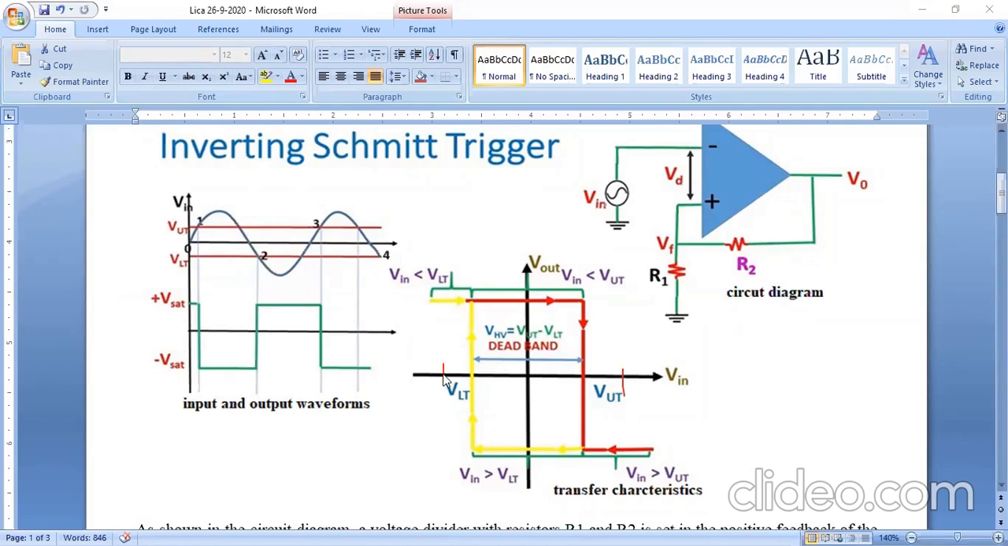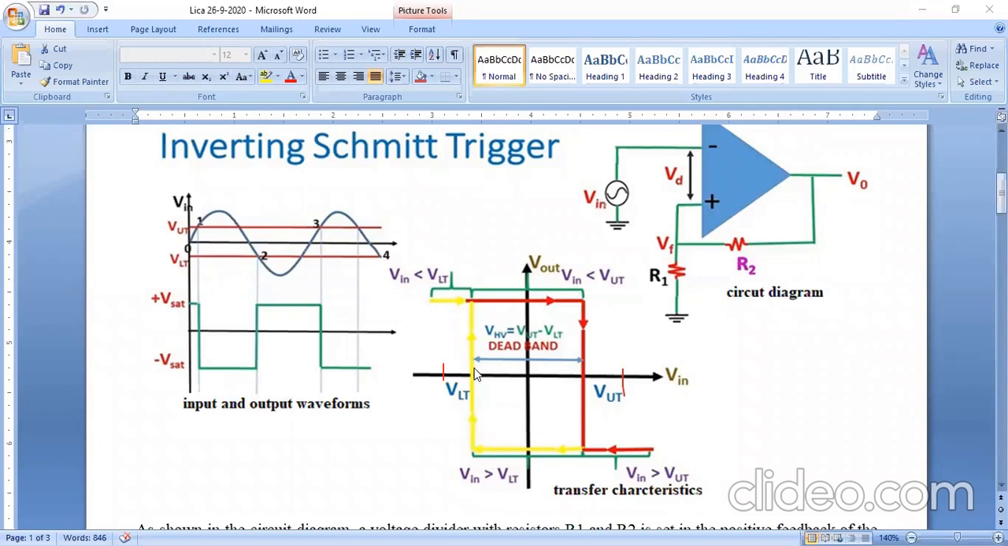See, this is the negative peak. This red marked line indicated by the annotator is the negative peak. The input voltage is almost reaching the negative peak, and it has crossed the lower threshold value. At this instant, marked by the yellow line, the input voltage is greater than the lower threshold value. If the input voltage is greater than the lower threshold value, here we have a positive saturation.